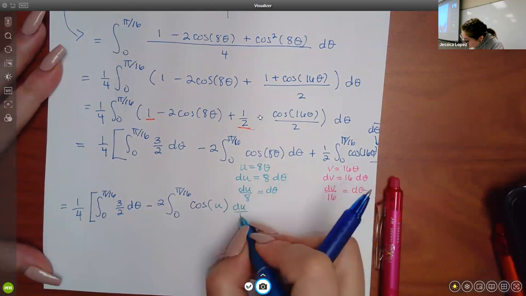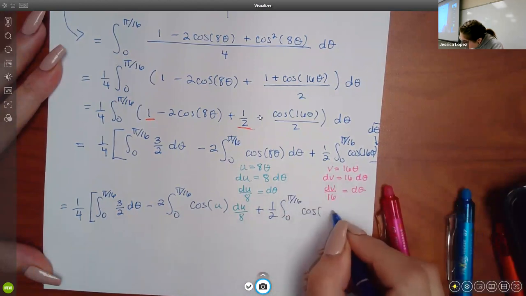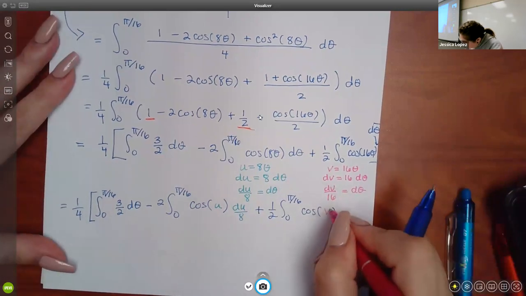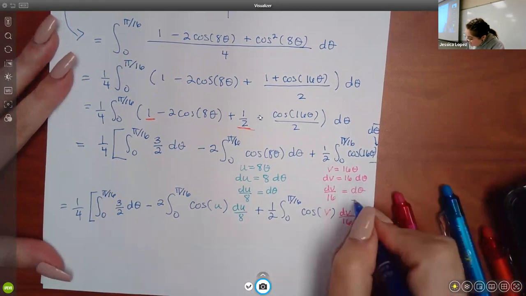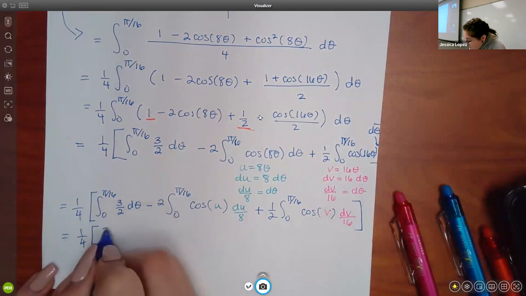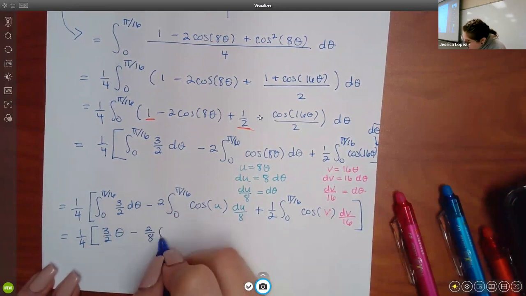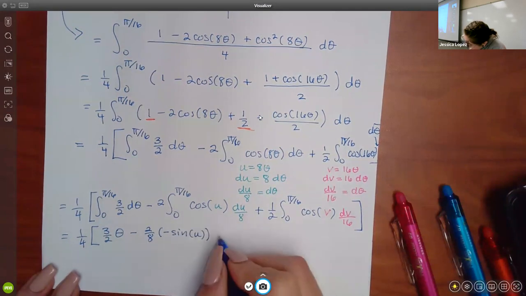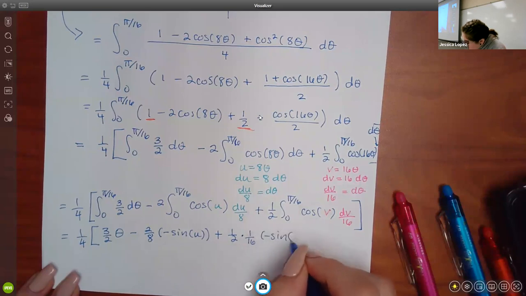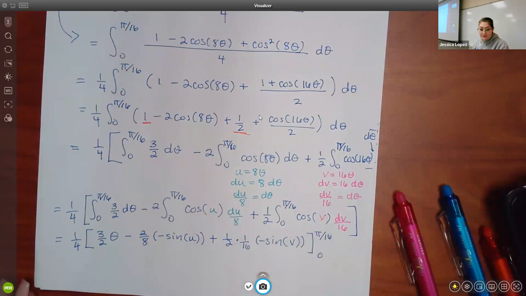And then we're going to have du over v. And then dv over 16. And now I can fit it all in there, so I'm closing the bracket. So from here, I'll actually integrate. So I get 3/2 theta minus 2/8. I'm gonna leave it like that, even though I could probably reduce it. And the integral of cosine is negative sine. Plus 1/2 times this 1/16. And then the integral of cosine is negative sine. And then I do still have to evaluate this for theta equal to 0 to π/16.